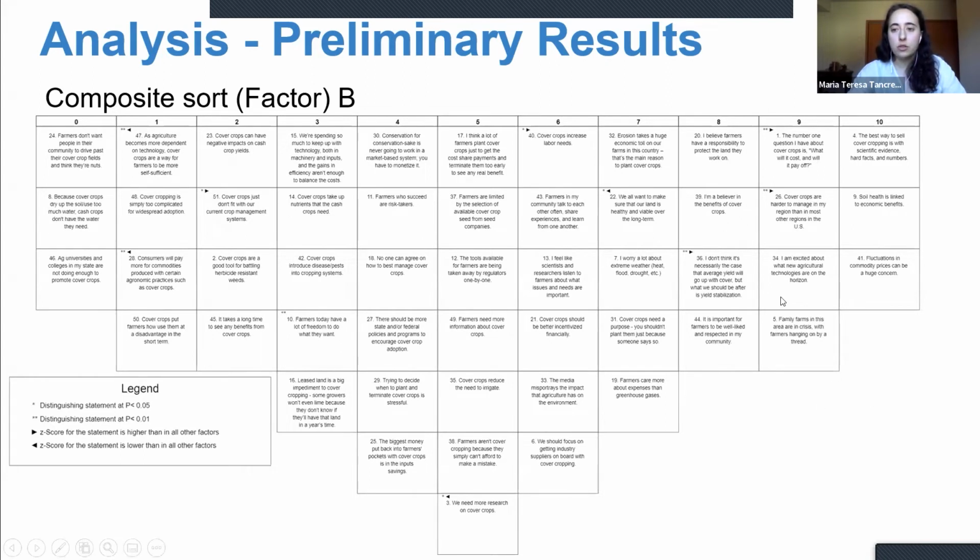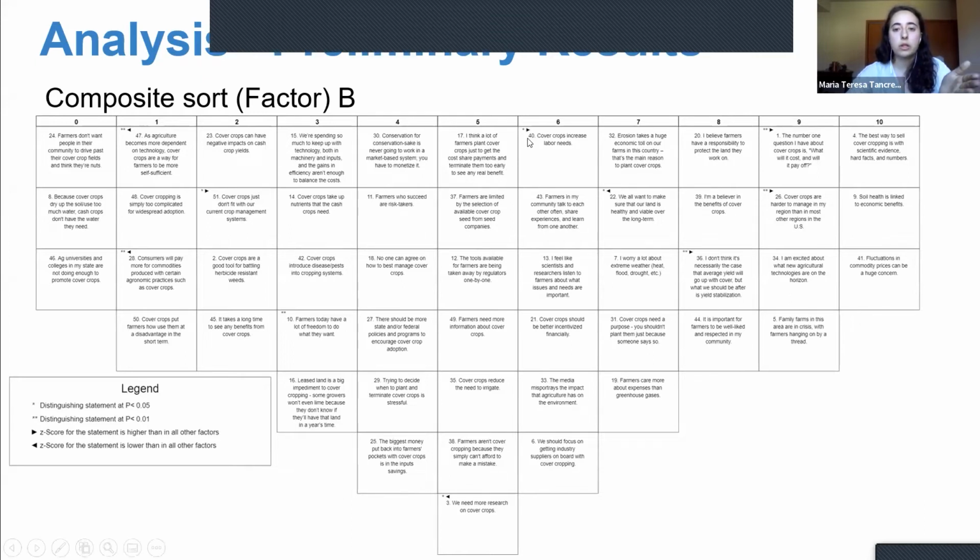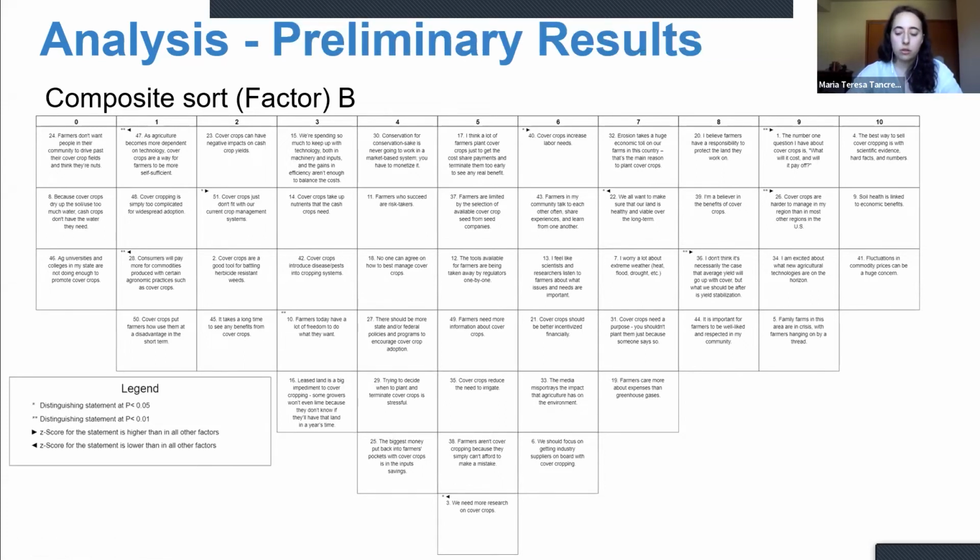And so as you can see, some of the statements have these little asterisks, these little stars. That means that those statements are statistically significant for the people in this factor. So compared to the other factors, they are ranked in a place that is statistically significant. And then also the arrow signals that the statement not only is statistically significant, but is also ranked higher if the arrow is pointing right, or lower if the arrow is pointing left, than for all the other factors. So this is the first important information that we get.